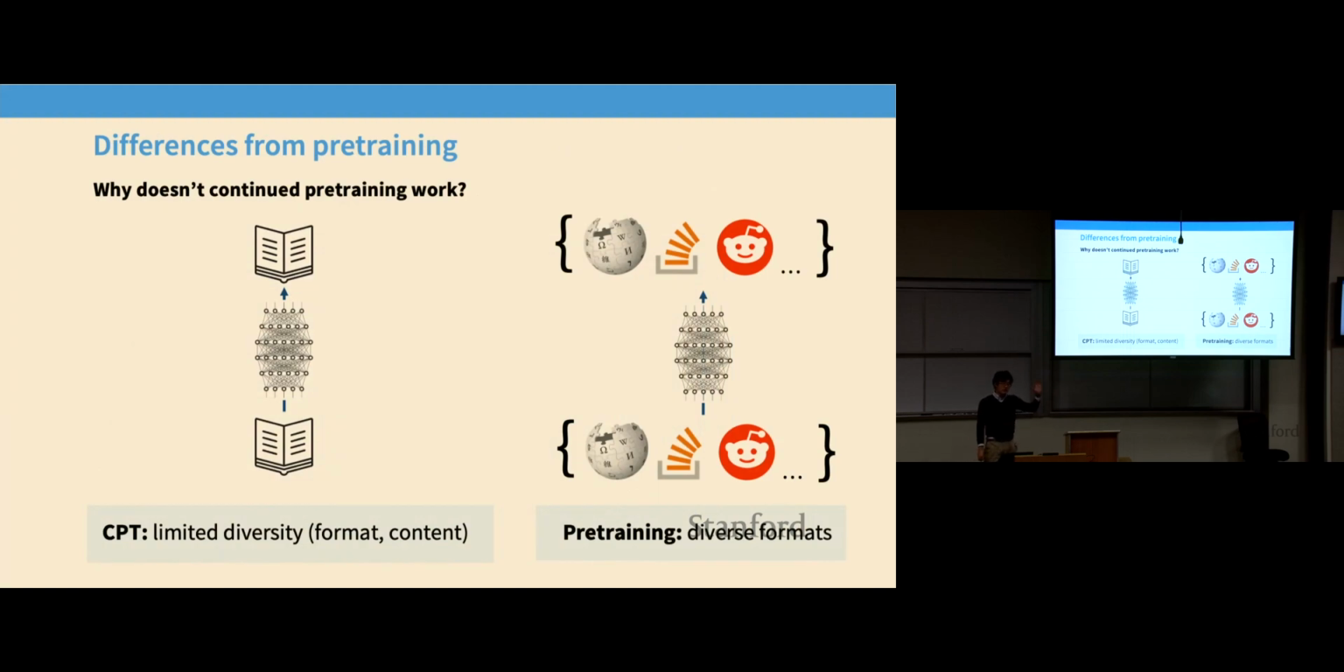So let's think about this for a moment. We know that continued pre-training, this approach of doing a single pass of autoregressive training on a corpus, does not work very well. We do, however, know that pre-training works. That's how ChatGPT is made. So what's the difference here? Well, the key difference in some sense is the diversity in which we present the same fact.